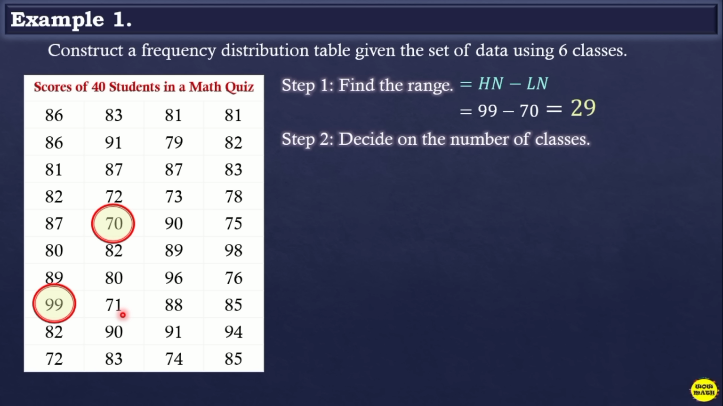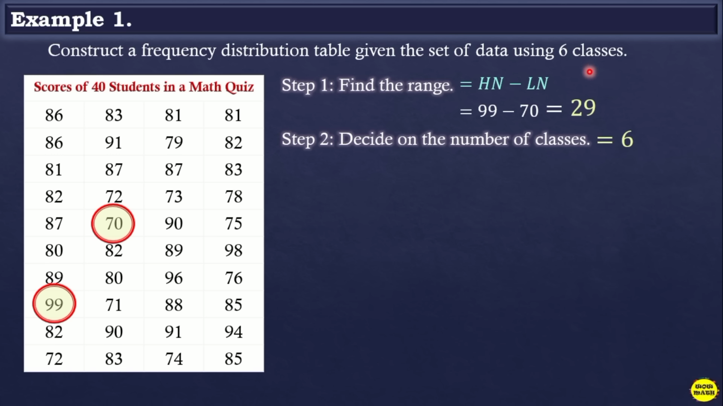And then, step 2, decide on the number of classes. Now, since given po yung ating number of classes, ibig sabihin, there's no need to decide. Hindi natin kailangan mag-decide dahil given po yun. So, 6 classes po tayo.